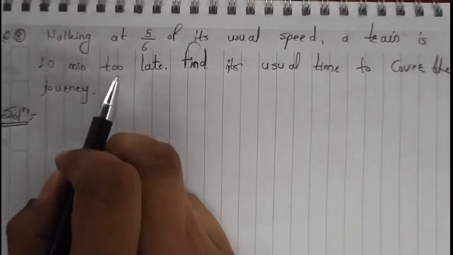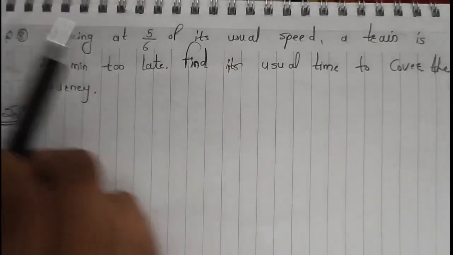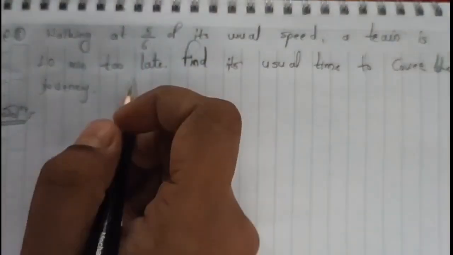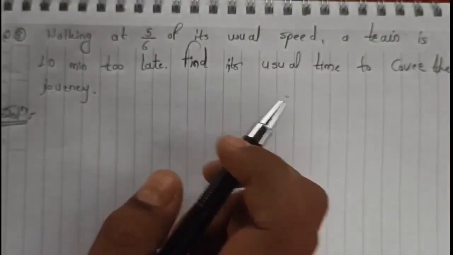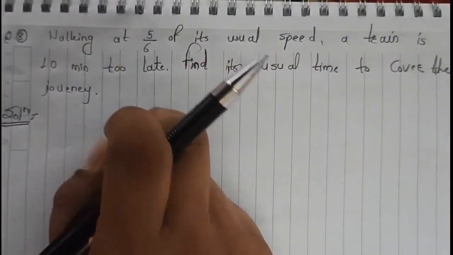This is our second part of time per distance videos. In the first video I've covered 7 questions of different types. Now here I will be covering questions 8 to 13 in this second part of the time per distance.